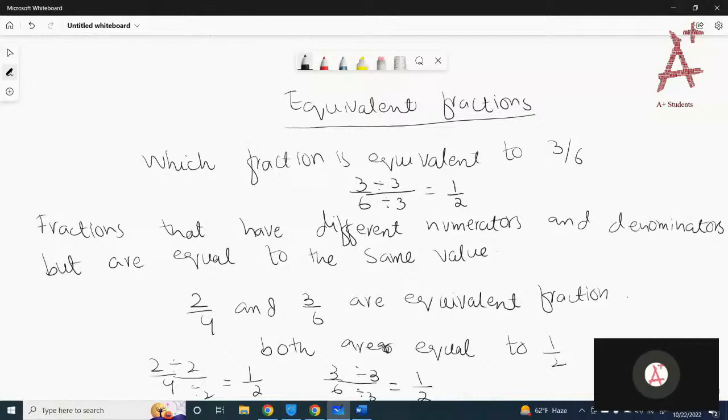You can note down the definition. I'll wait for a while, then we'll move further. Okay, let's start with another example.